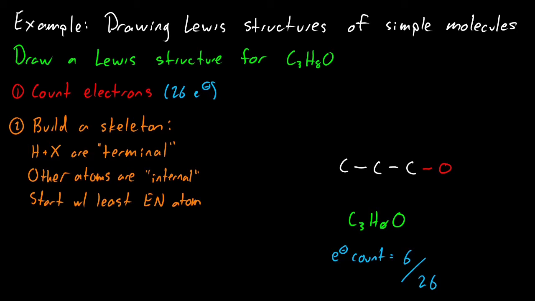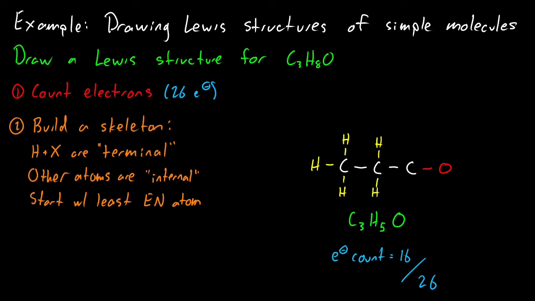Now that I've exhausted my internal atoms, I'm going to move on to my terminal atoms. I'm going to add hydrogens to this structure, and I'm going to be very careful to maintain the octet rule while I do so. So I'm going to add 1, 2, 3 hydrogens to the carbon on the left. This will satisfy carbon's octet, meaning I should move on to the next atom.